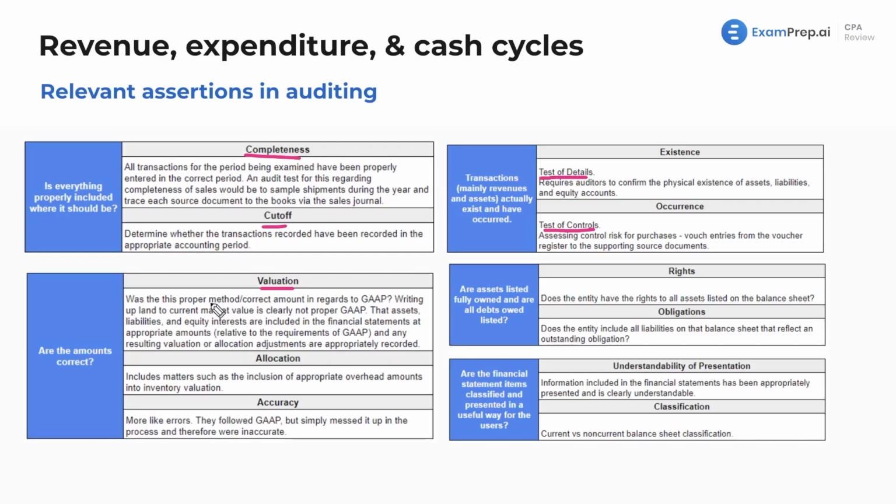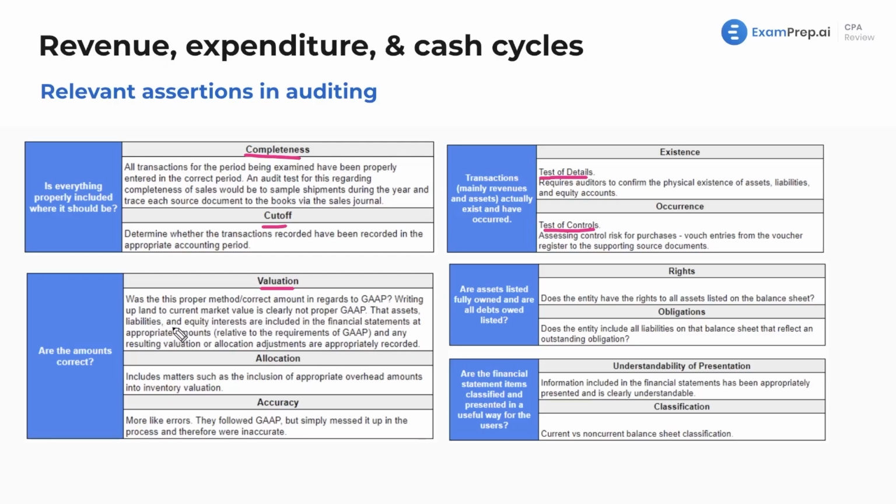Lastly, here for valuation, you're going to see, was this the proper method for GAAP? So here, it's not, okay, did you actually, accurately classify expenses or costs? Here, it's going to be, did you follow GAAP? So we see here, they followed GAAP, but they made a mistake. But for valuation, did you even follow GAAP? Is it properly valued? Is it following the rules? Are the amounts correct according to GAAP? Writing up land to current market value is clearly not proper GAAP.